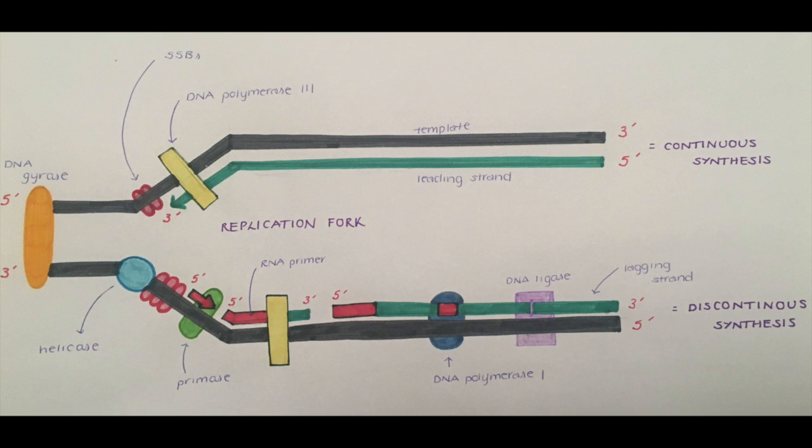To conclude, for theta replication, as it is bidirectional, termination will occur when the replication forks meet.